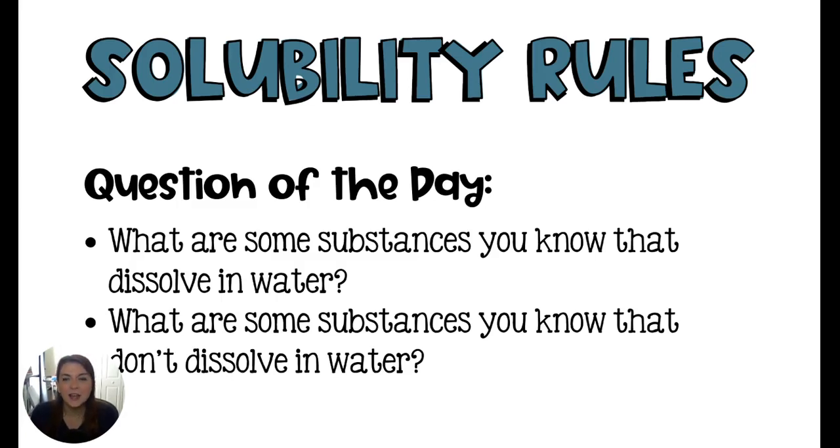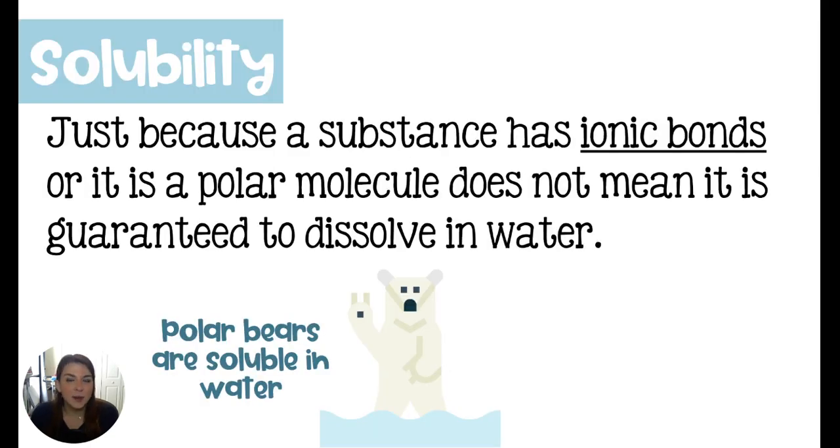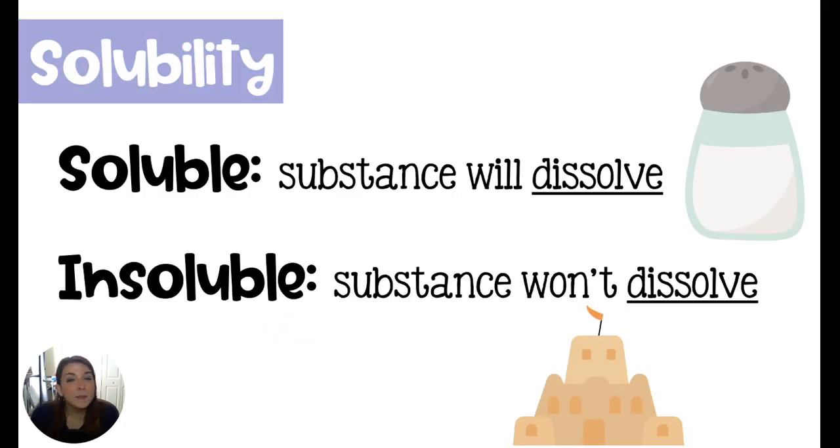The question of the day: what are some substances you know dissolve in water, and what are some that you know do not dissolve in water? Just because a substance has ionic bonds or because it's polar doesn't mean that it's necessarily going to dissolve in water. When something will dissolve in water, we use the term soluble to describe it, and when things are insoluble, they won't dissolve. Think of sand and salt.